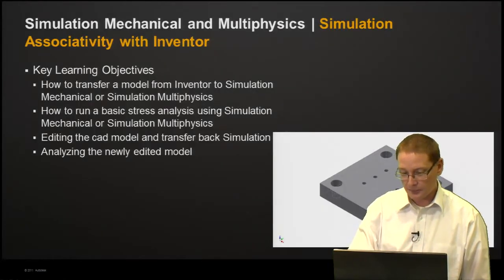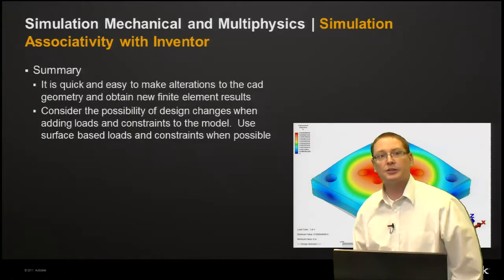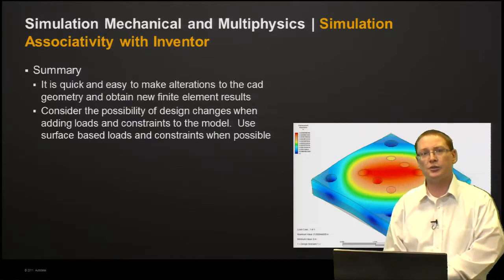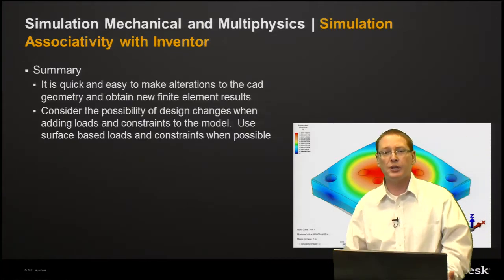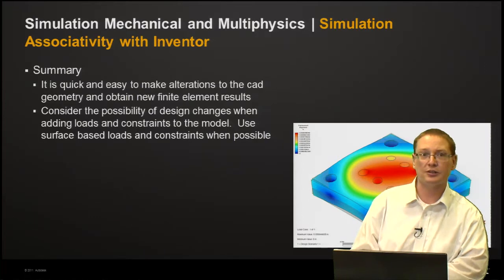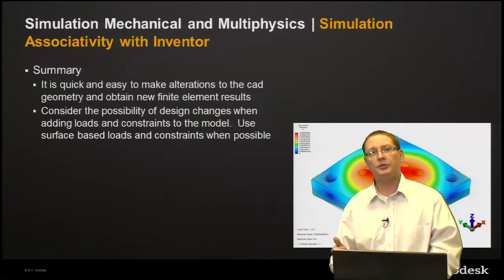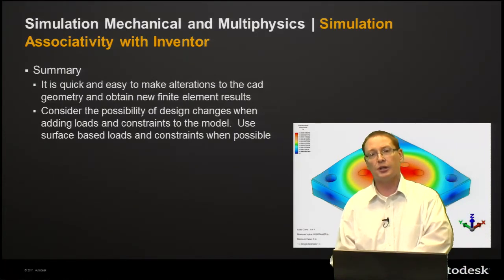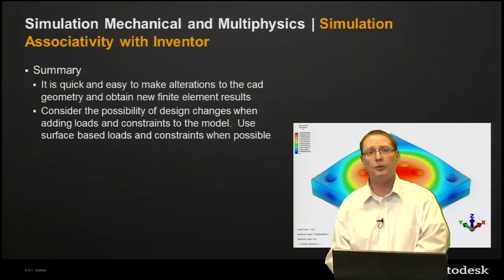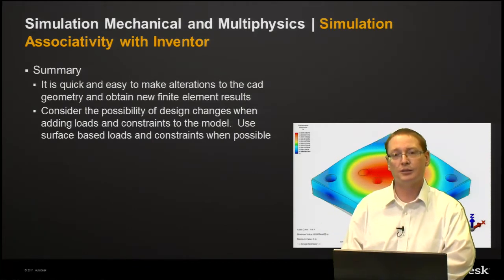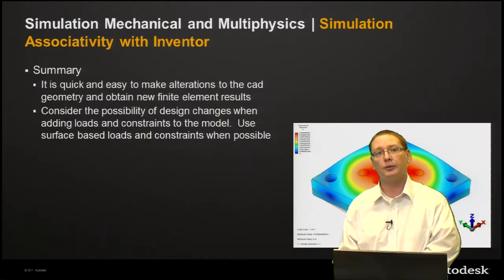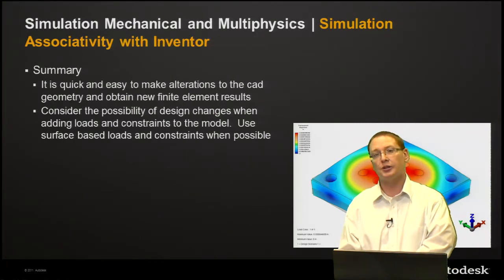So I'm going to go back into our slides. And in summary, it's quick and it's easy to make alterations to the CAD geometry and obtain new finite element results, nice and quick. Consider the possibility of design changes when you're adding your loads and constraints to the model. So when you're setting up the model, consider the fact that you might need to make some sort of change a little bit later on. Use surface-based loads and constraints whenever possible.